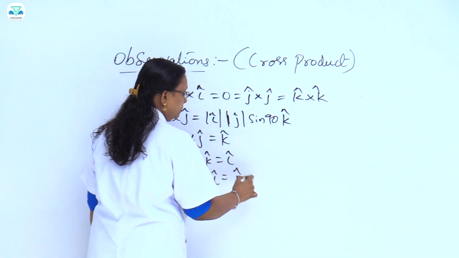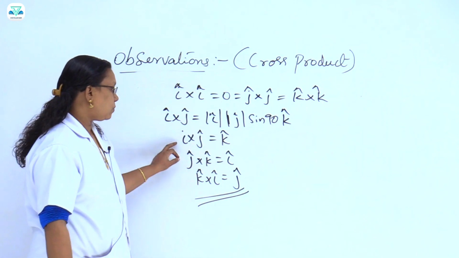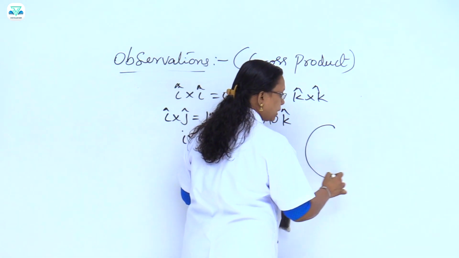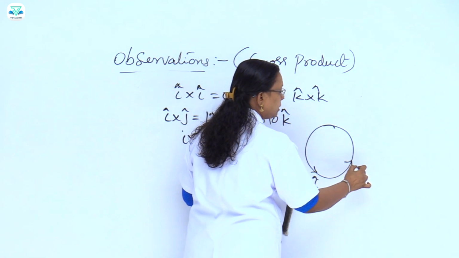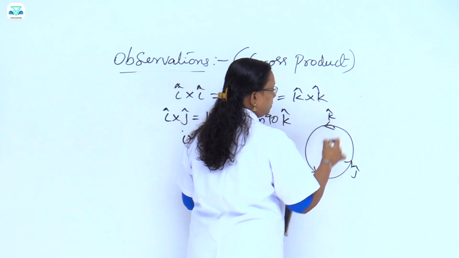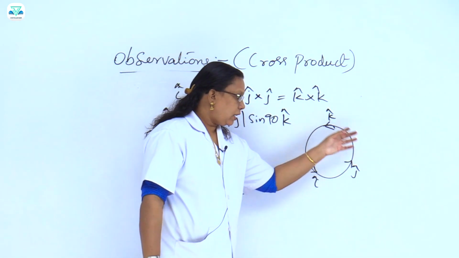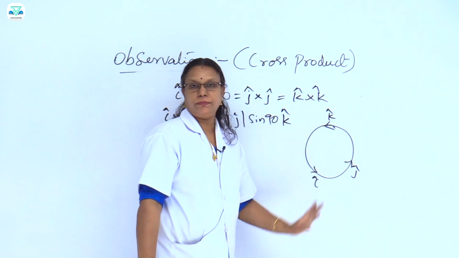J cap, according to the definition of A cross B. So I cross J, J cross K, K cross I. To remember this, you can consider the figure I, J, K cap moving in the anti-clockwise direction. So I cross J, K, J cross K, I, K cross I, J.